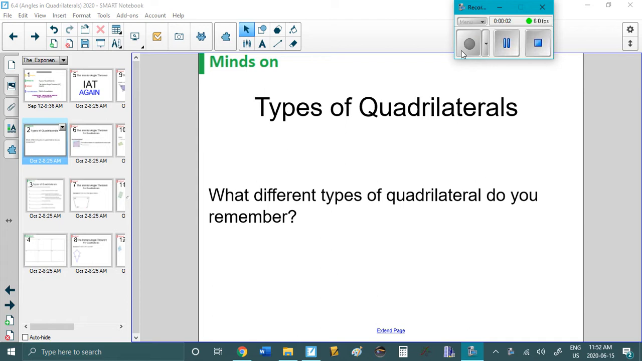Hello, grade 9s. Our next lesson is about quadrilaterals. Yesterday you learned the interior angle theorem, or IAT, for triangles. First question, just like the other day, let's open it up with what types of quadrilateral do you remember? So pause it, try to name all the four-sided shapes that you can.